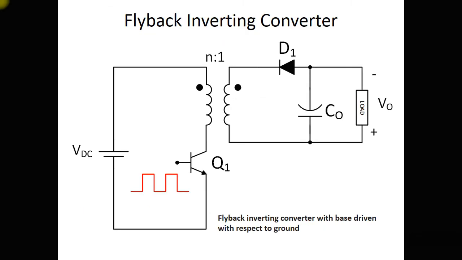This is the topology for the flyback inverting converter. As you can see, you already have the DC here, and pulse rate according to what we have already seen. This transistor, or the switch in a more generic sense, will switch on and off according to the input at the base, and correspondingly I will have some kind of a pulsating behavior, and that is actually coupled to the output stage.